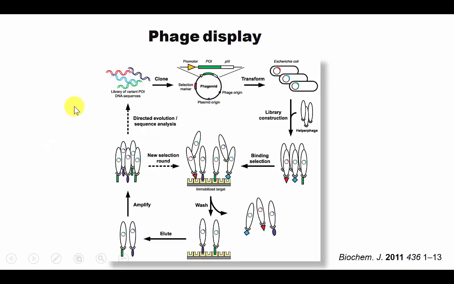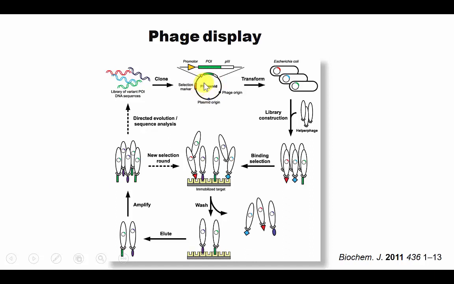Now did you get a good idea about this? Let's summarize this phage display. You can collect the DNA for the interesting proteins. Let's say this is the antibody-like protein's genome. So those genes you can incorporate into phage.